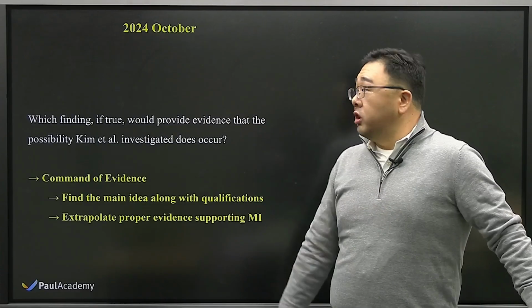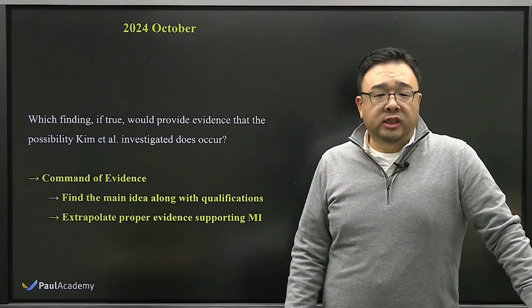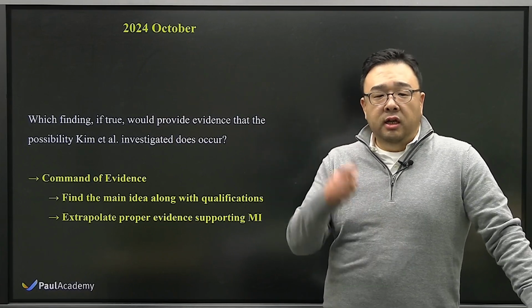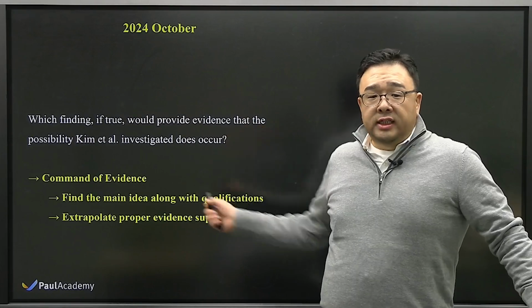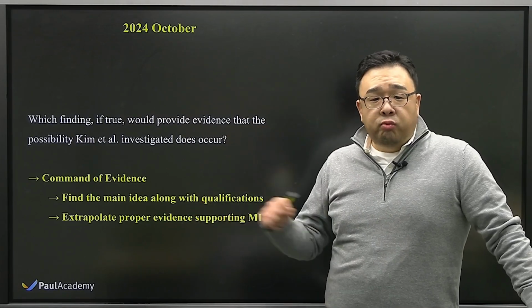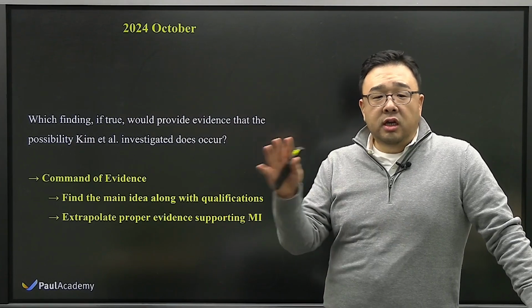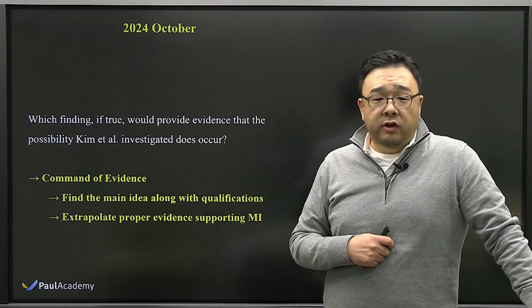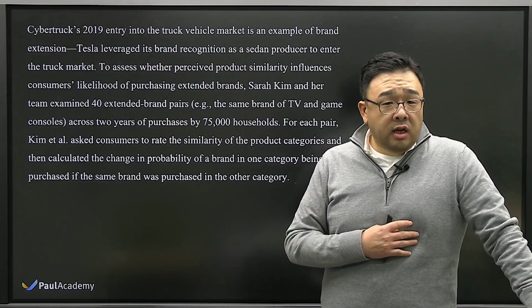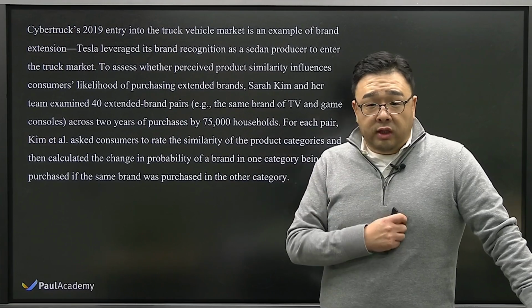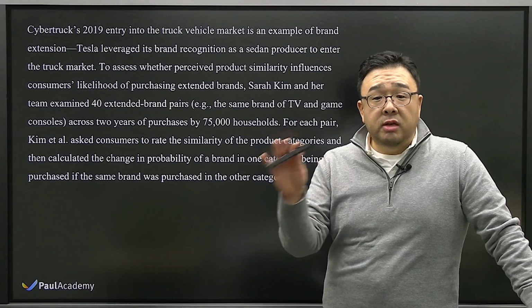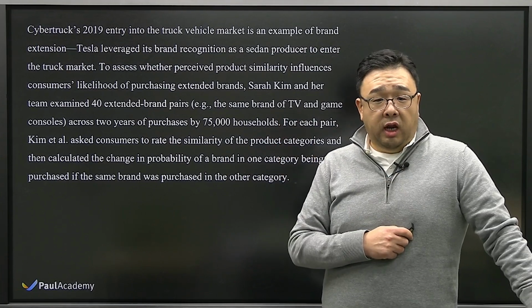We'll first explore what the question is. The question asks, which finding, if true, will provide evidence that the possibility Kim et al. investigated does occur. You would know that this is a command of evidence question where you find the main idea with proper qualifications and you need to extrapolate proper evidence supporting the main idea. You see the text here. You can go ahead and pause and read the text briefly, but I'm going to just address the key points from this particular text.